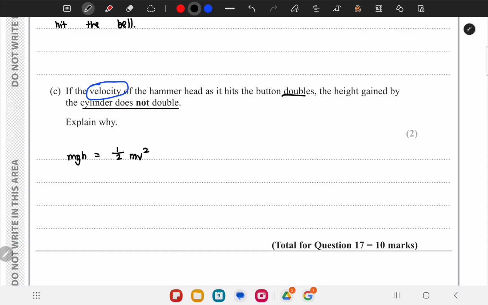If we look at this, it's dependent on the square of the velocity. So if I double the velocity, if I put 2 over here, we'll have 2 squared over here, which is 4. So if the velocity doubles, the height gain can even quadruple.